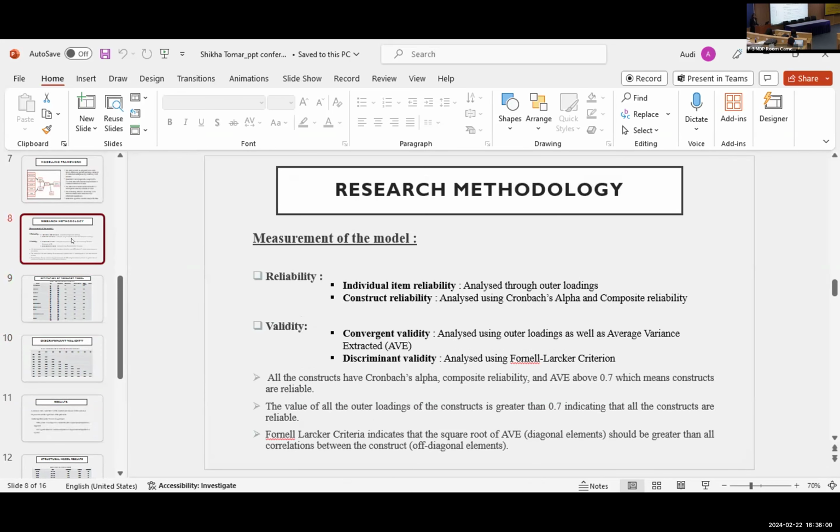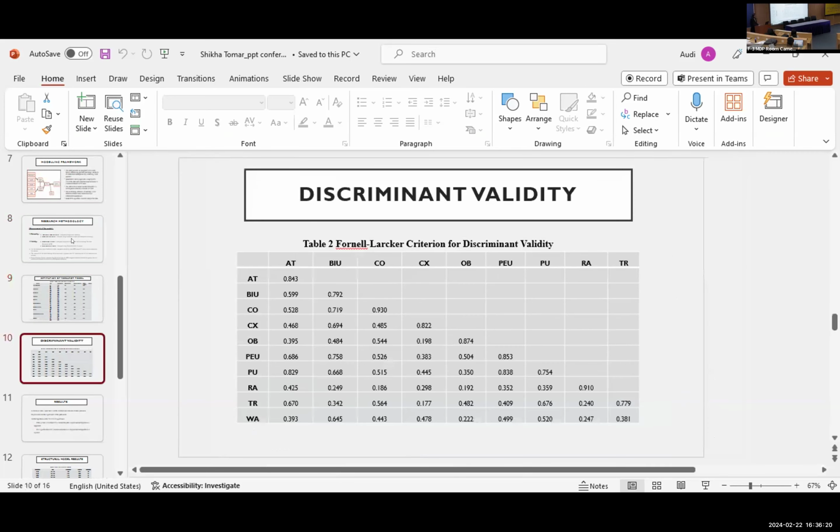And the validity assessment was done to determine how well the data fits together or how accurately the methods measure what they were intended to measure. Here, convergent validity was assessed using the values of outer loadings as well as average variance extracted, and discriminant validity was analyzed using the Fornell-Larcker criterion. So table 2 displays the results for discriminant validity, which was measured using the Fornell-Larcker criterion. And according to this criterion, the square root of the average variance extracted for each latent variable should be higher than the correlation of that variable with all other variables.